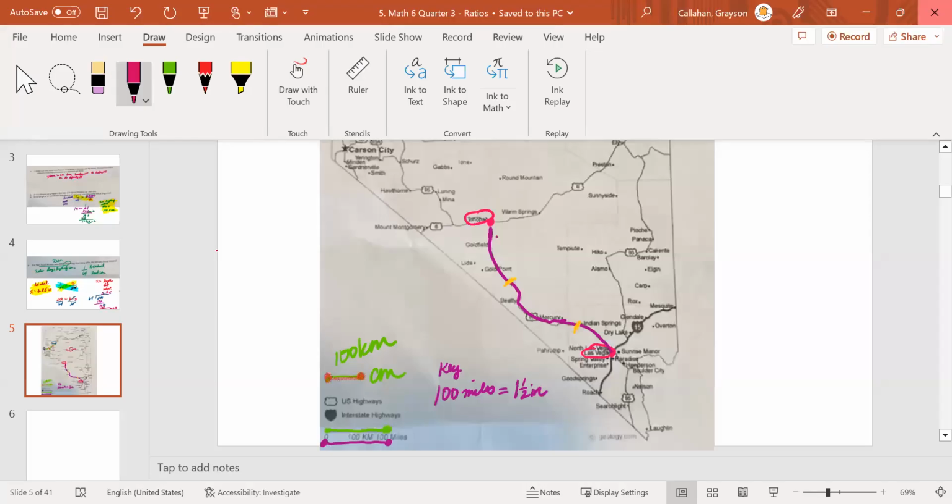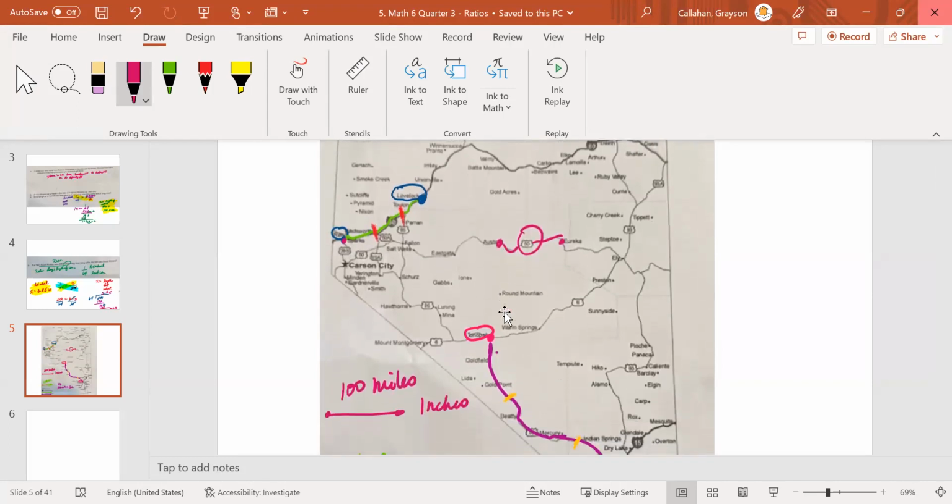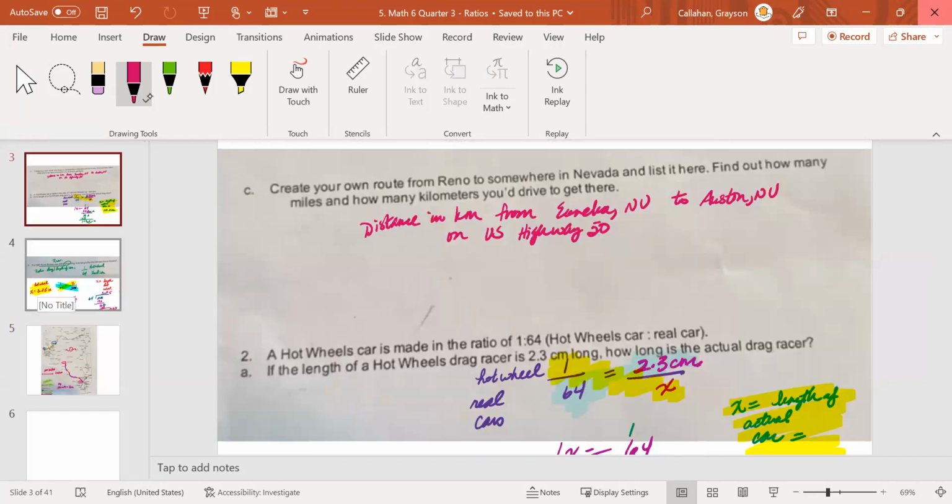If you use inches, that's equal to 100 miles. Do you see that? So if it's inches, it's equal to 100 miles. So from Austin to Eureka, how many inches does it look like? Maybe one, maybe less than one. It's actually like 2, 6.5. 70 miles. It's actually 70 miles.